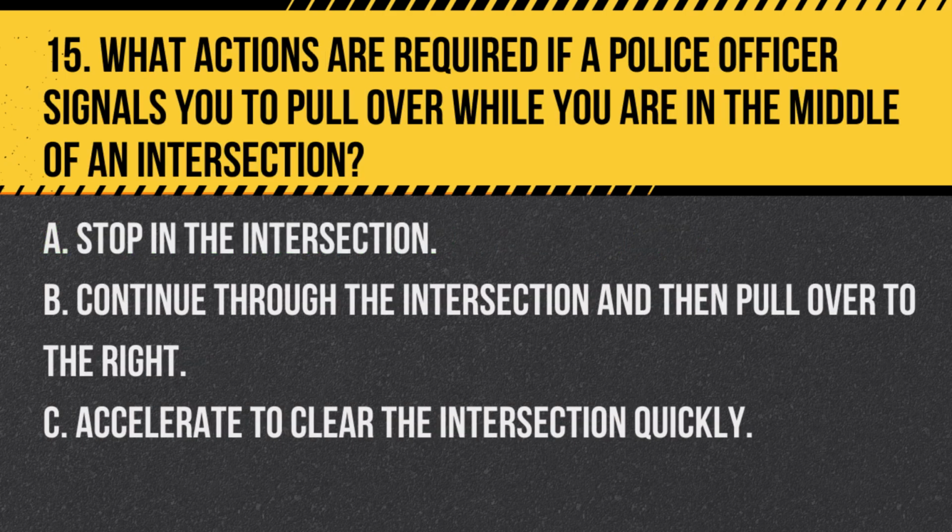Question 15. What actions are required if a police officer signals you to pull over while you are in the middle of an intersection? A. Stop in the intersection. B. Continue through the intersection and then pull over to the right. C. Accelerate to clear the intersection quickly. Answer B. Continue through the intersection and then pull over to the right. This minimizes traffic disruption and ensures safety for all parties.